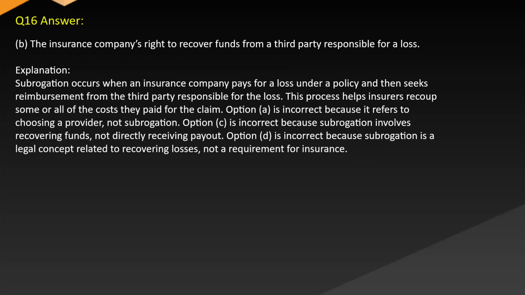Answer B. The insurance company's right to recover funds from a third party responsible for a loss. Explanation: subrogation occurs when an insurance company pays for a loss under a policy and then seeks reimbursement from the third party responsible for the loss. This process helps insurers recoup some or all of the costs they paid for the claim.